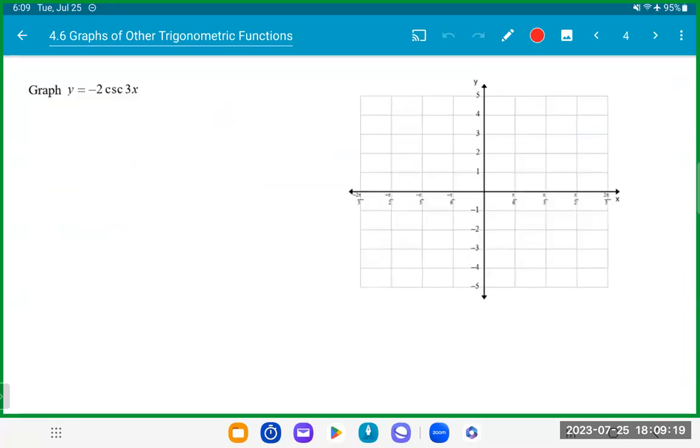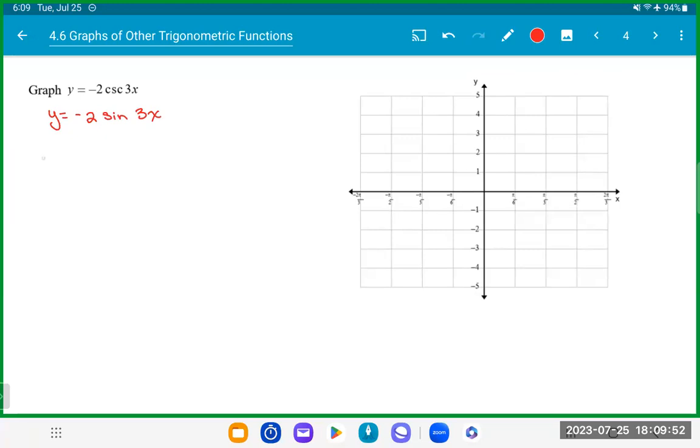All right, so let's look at a graph here. In this example we have the graph y equals -2 cosecant of 3x. So again, as I mentioned a while ago, let's just convert this, since the reciprocal of cosecant is sine. So let's just graph -2 sine 3x first, okay?